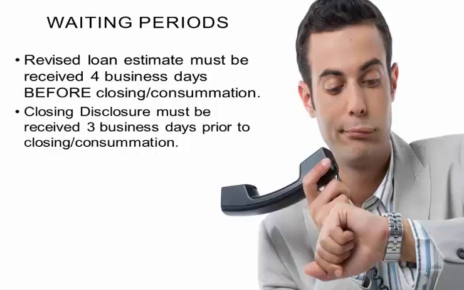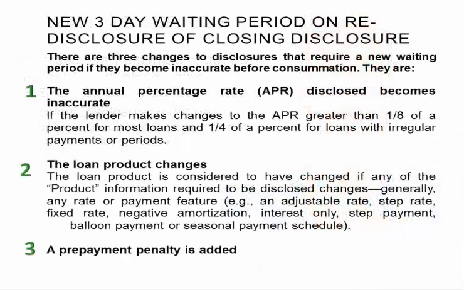So we know changes happen on the HUD and the final TIL, and I'm sure the same thing will happen on the closing disclosure. You can make changes to the closing disclosure once it's out, and that's fine. You do not have to start a 3-day waiting period unless one of these 3 events occurs. If one of these 3 items occurs, then a new waiting period for the closing disclosure begins again.